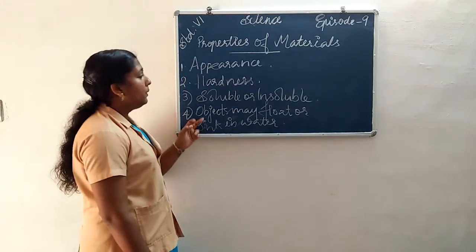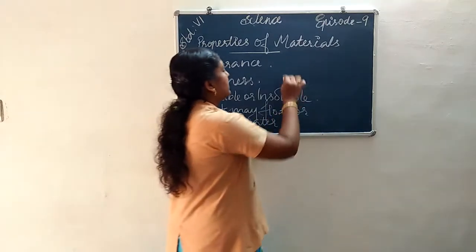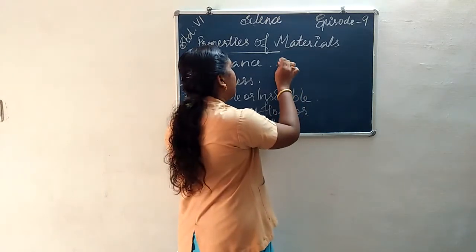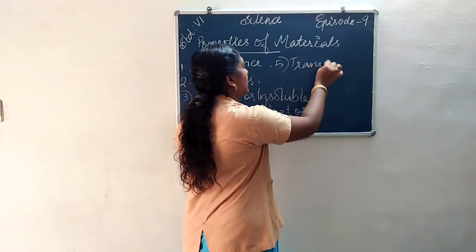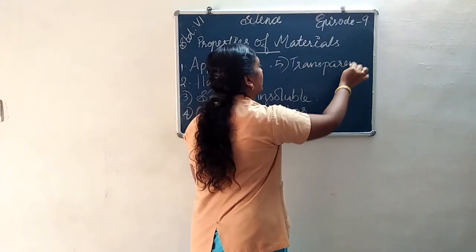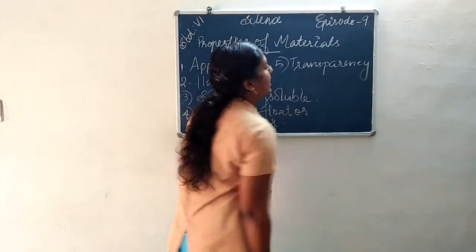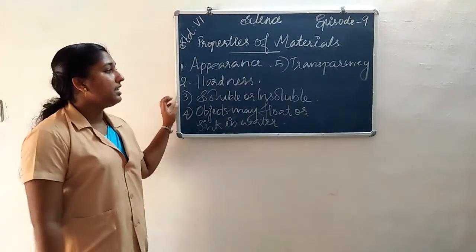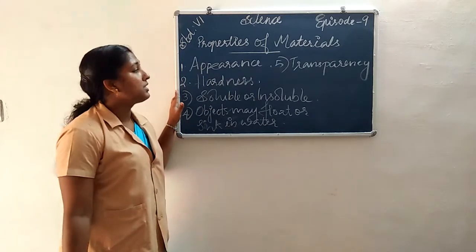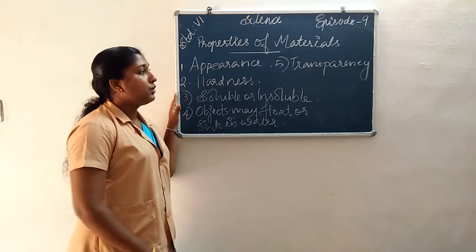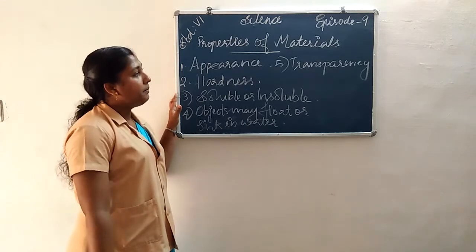Another property of material is transparency. These are the properties of materials we use to group different materials.